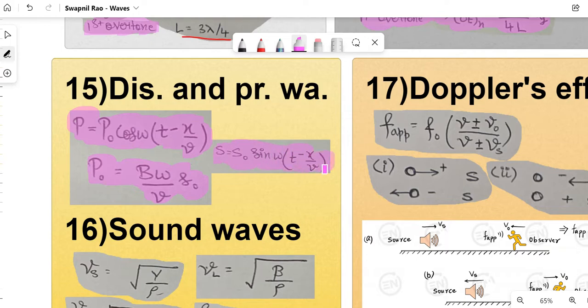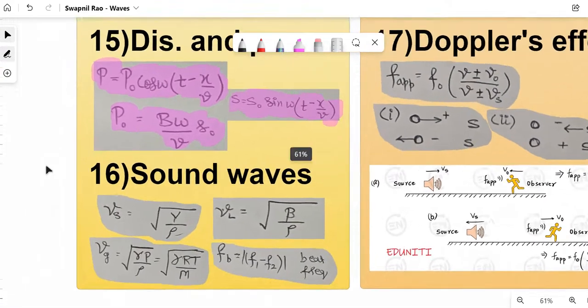This is the displacement wave: s is equal to s naught sine omega t minus x by v. So those are the formulae, not very important, but yeah, included. Next one would be sound waves.